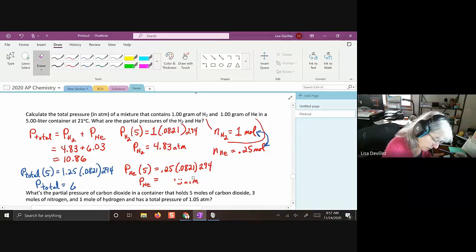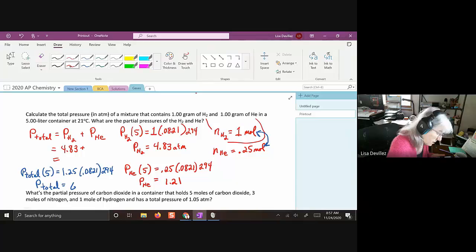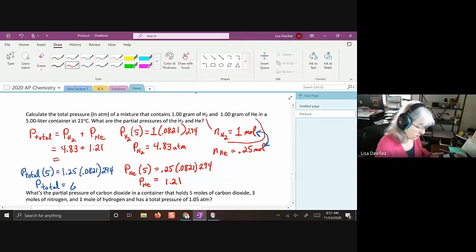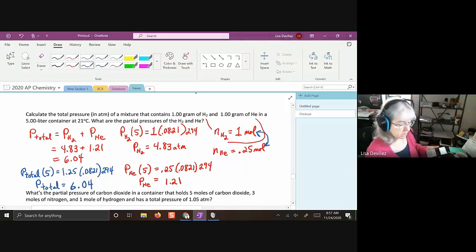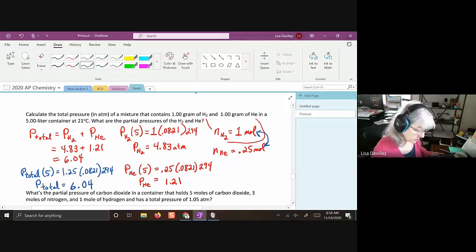Okay. Had a math error there. This should be 1.21. So let me go back up here, fix this. 1.21. So 4.83 plus 1.21. That gives me 6.04. There we go. Which is also what I get when I solve it that way. Okay, that makes more sense.